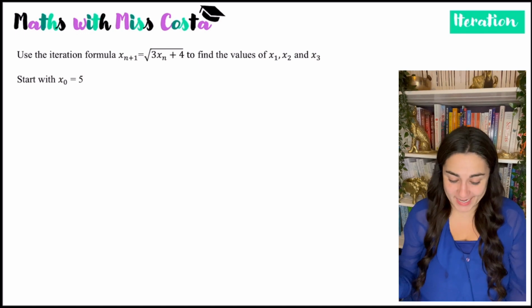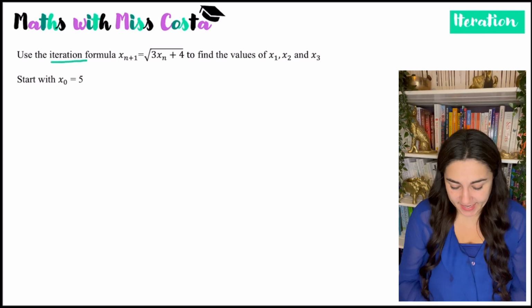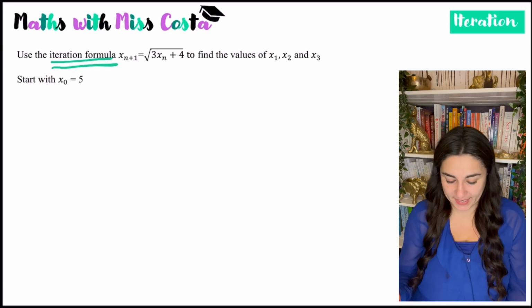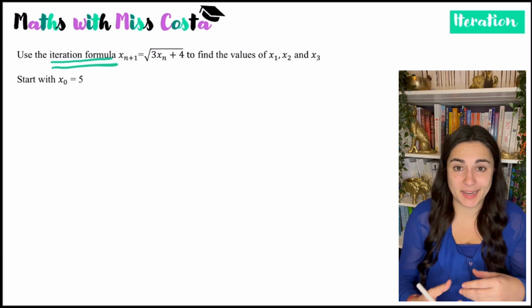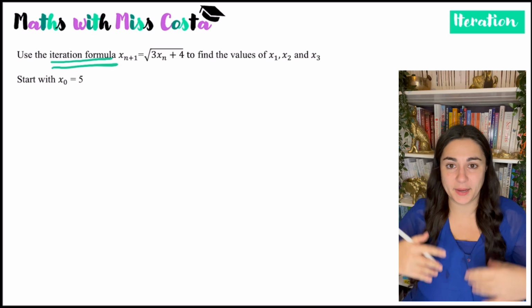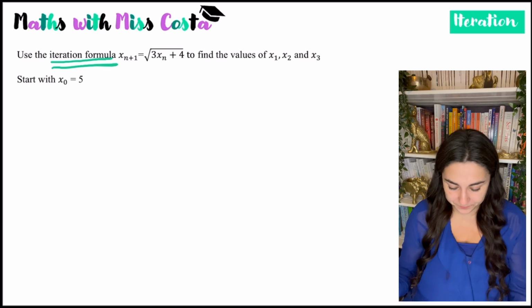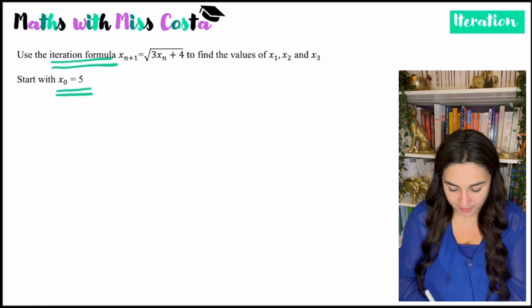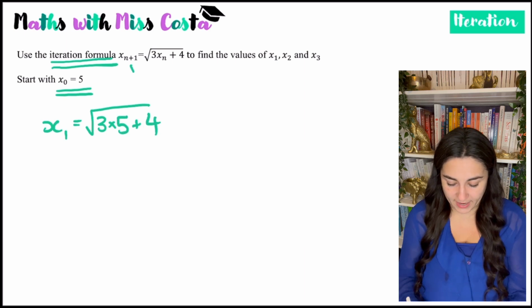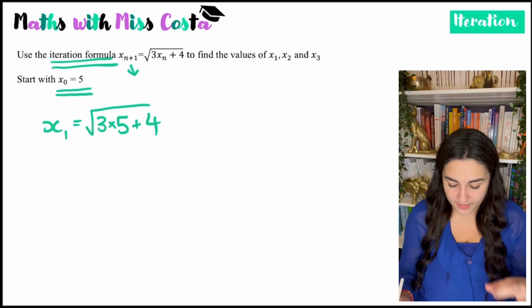Okay, so the final question is iterative processes. I need to use the iteration formula to find the values of x1, x2 and x3. All iteration means is I'm plugging something in to find a value, and then I use that value to work out the next value. So I'm getting more and more accurate with each time I plug it in. So x0 is essentially my first term. So x1 is going to be 3 lots of xn, which in this case is 5, plus 4. So n plus 1 just means the next term, and that is 1 less than that.